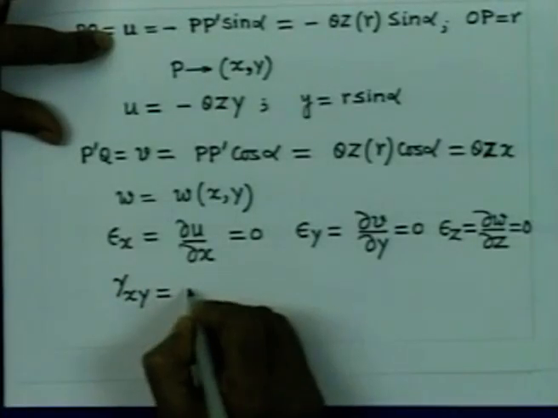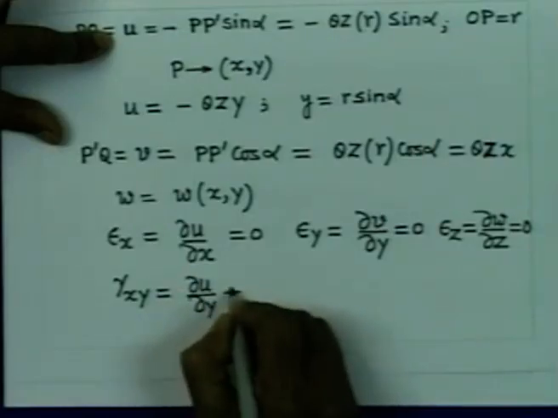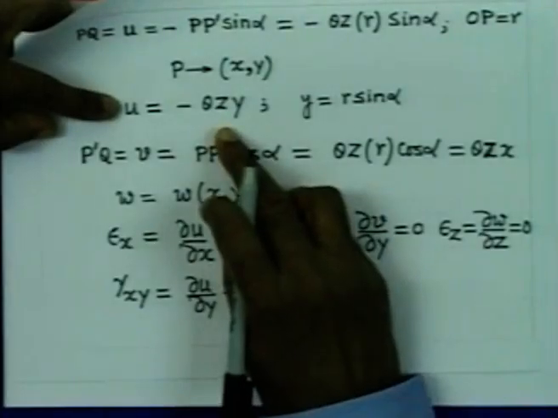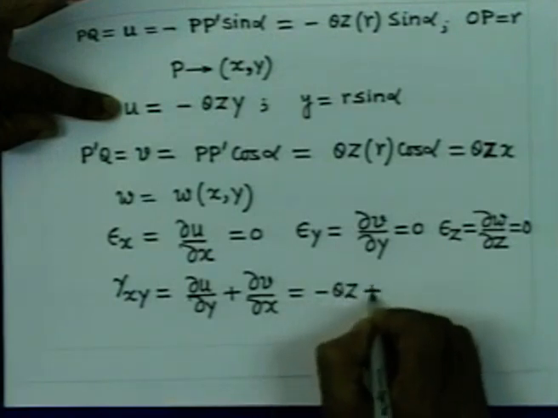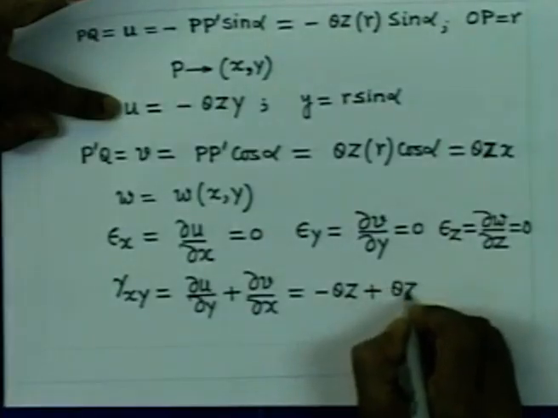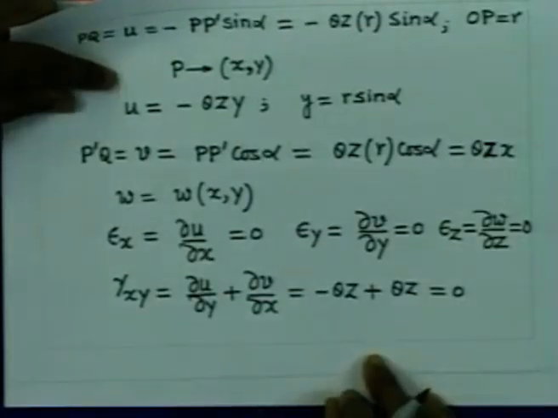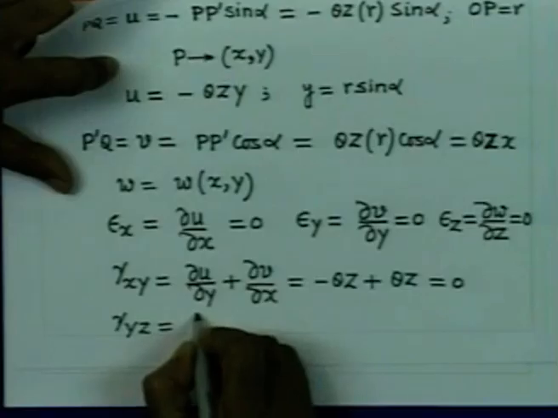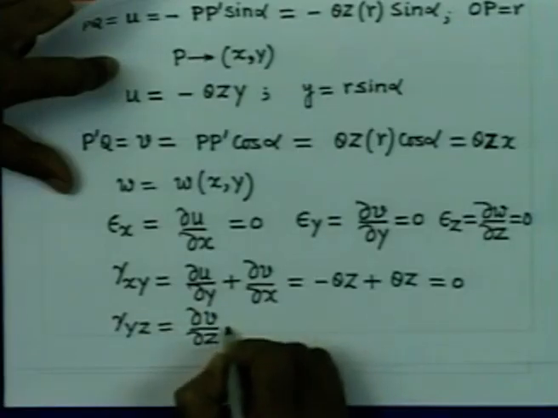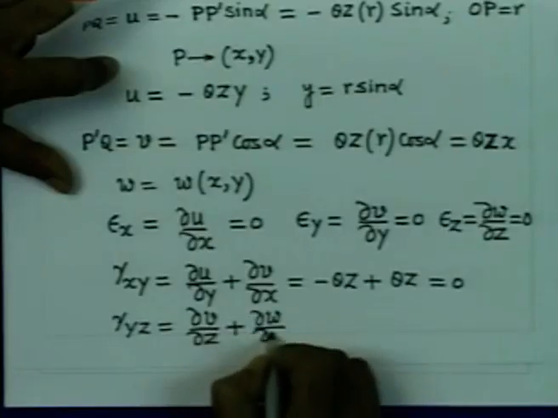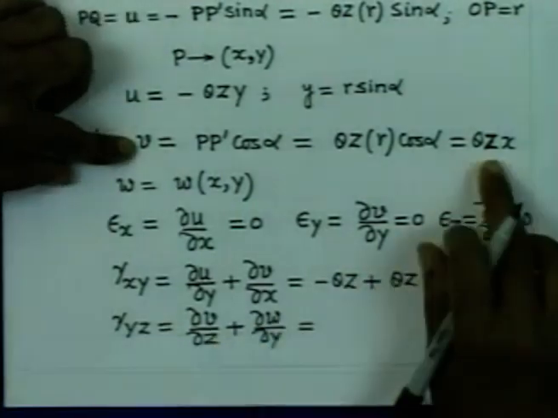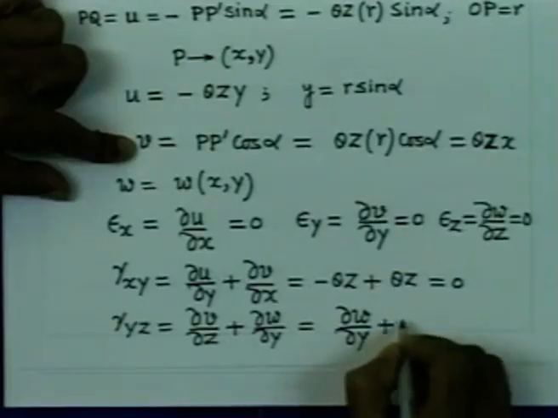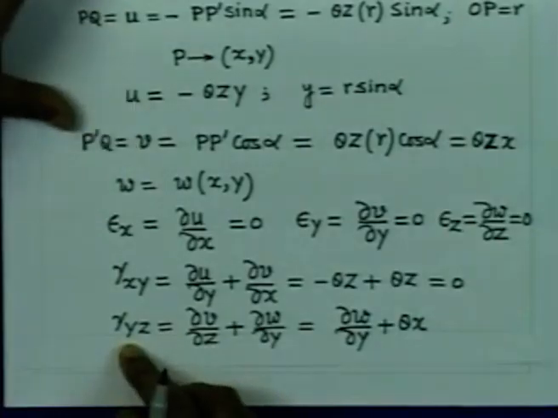Gamma xy is nothing but delta u delta y plus delta v delta x. Now, delta u delta y, if you see the expression here, it is minus theta into z, and delta v delta x is theta z. So, therefore, net is 0. So, therefore, there is no shear strain. Again, if we calculate gamma yz, it is nothing but delta v delta z plus delta w delta y. So, delta v delta z is nothing but theta x. So, therefore, we can write now this is delta w delta y plus theta x, that is the shear strain, and it is non-zero.